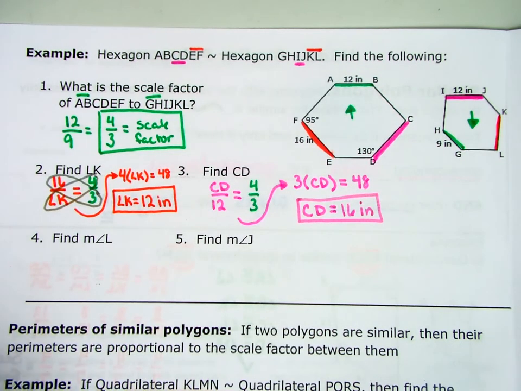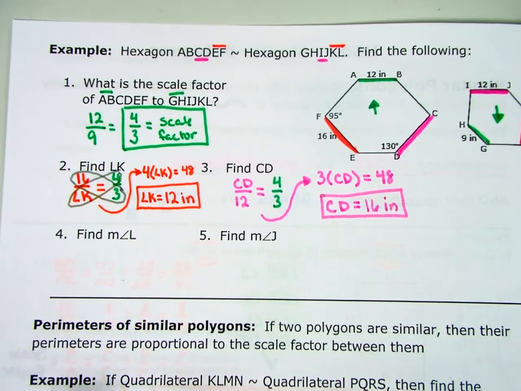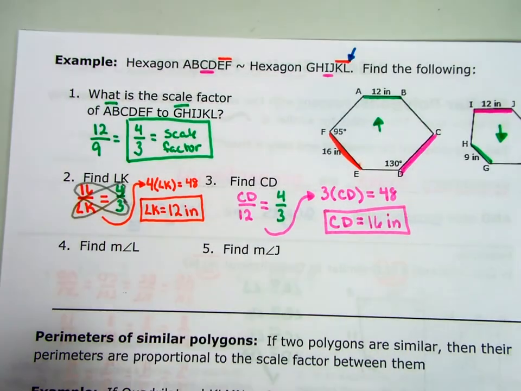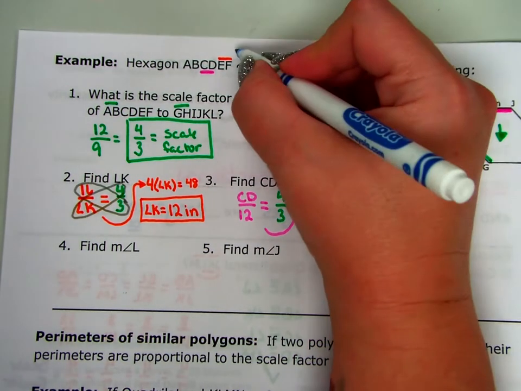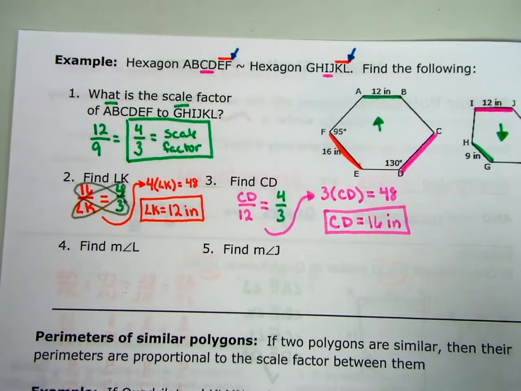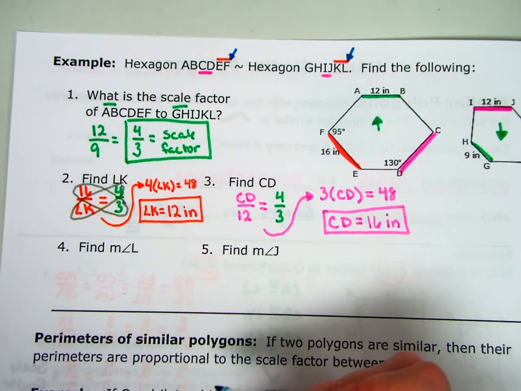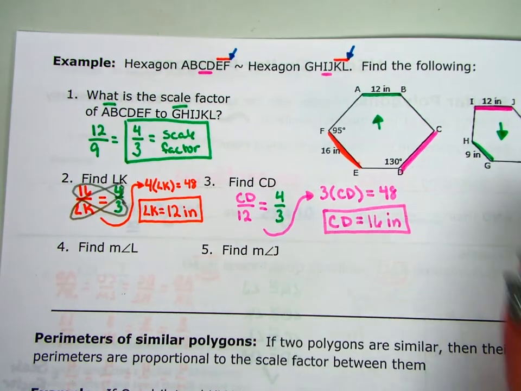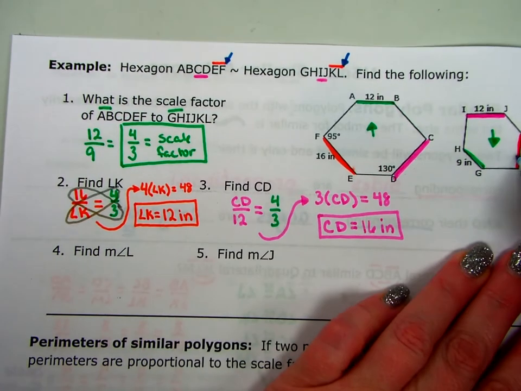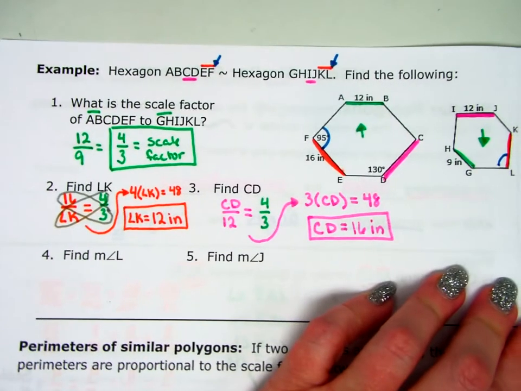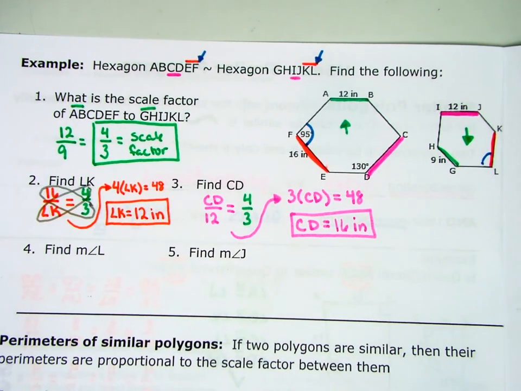All right. Number 4, find the measure of angle L. So angle L, L is my last letter here. So what's it going to match up with? F, my last letter here. All right, so angle L is here. Angle F is here. Which one's going to go on top? F is going to go on top. L is going to go on the bottom.